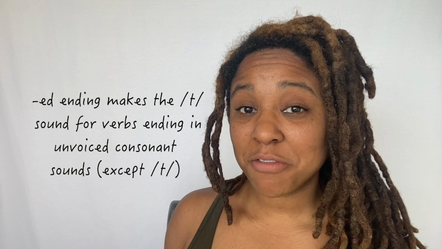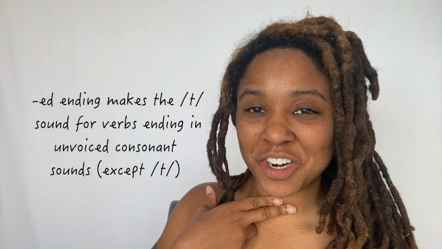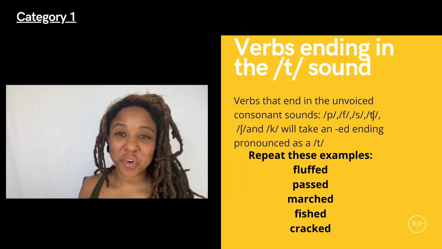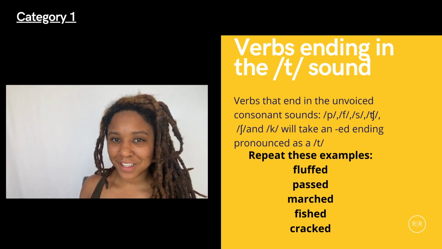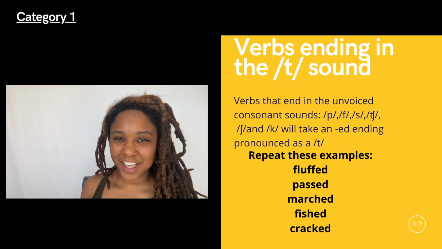We use the t sound for verbs that end in unvoiced consonant sounds. Unvoiced meaning you do not engage your vocal cords. So if I were to put my 2 fingers on my neck, my vocal cords would not move, meaning there would be no vibration. These sounds include p, f, s, ch, sh, and k. Repeat these words after me. Fluffed, passed, marched, fished, cracked.